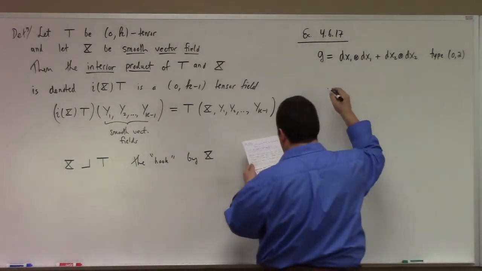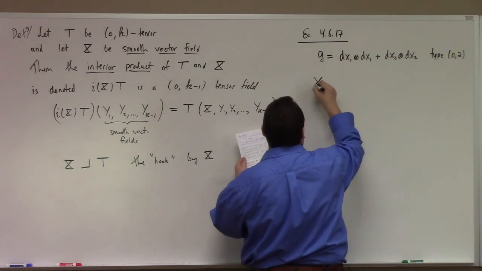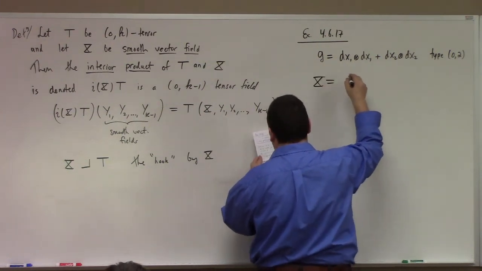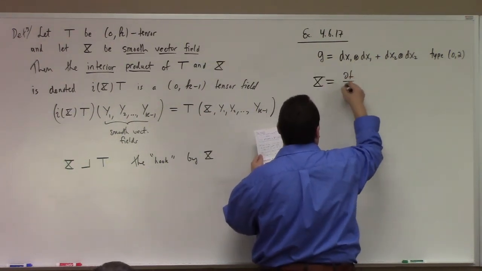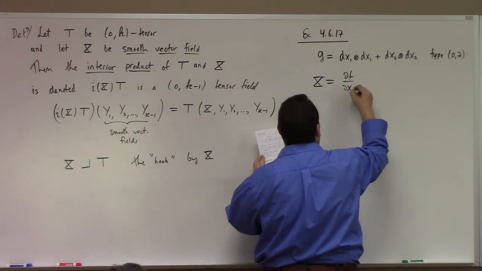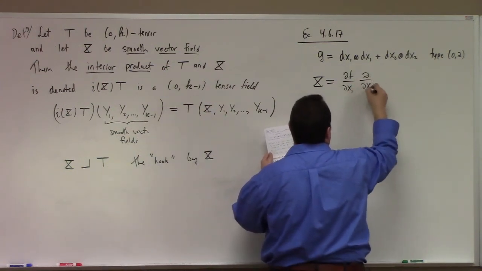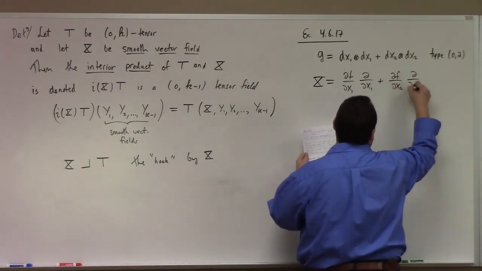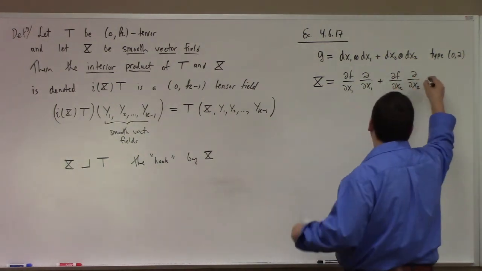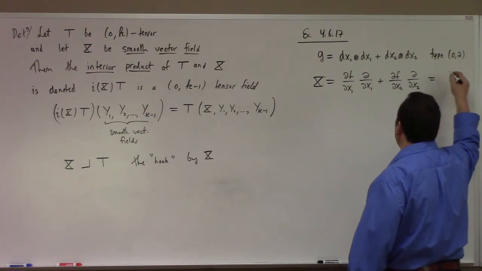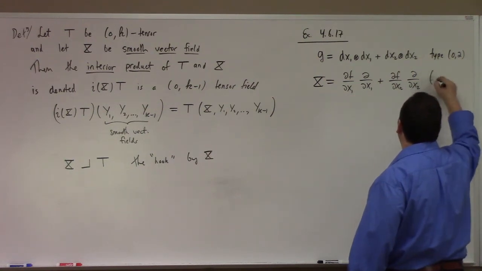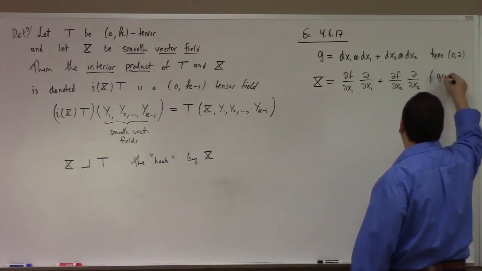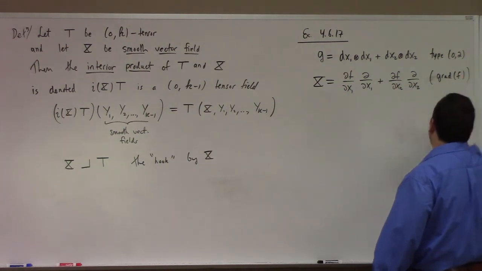And he looks at X, the vector field. He looks at it as partial f, partial x1, partial x1, plus partial f, partial x2, partial x2. What is this? You should recognize this. This is the gradient vector field of f, isn't it?